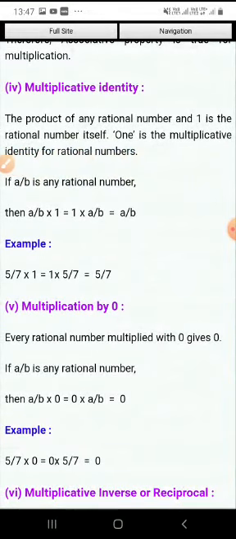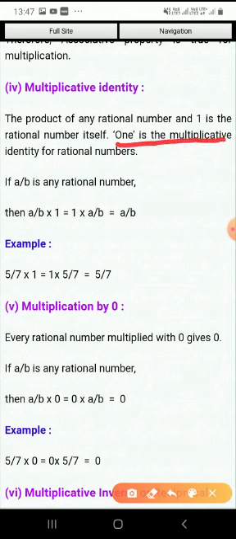Another is your multiplicative identity. We have done additive identity. 0 is the additive identity. 0 you add to any rational number, the answer is that rational number only. Let us see the multiplicative identity. 1 is the multiplicative identity.